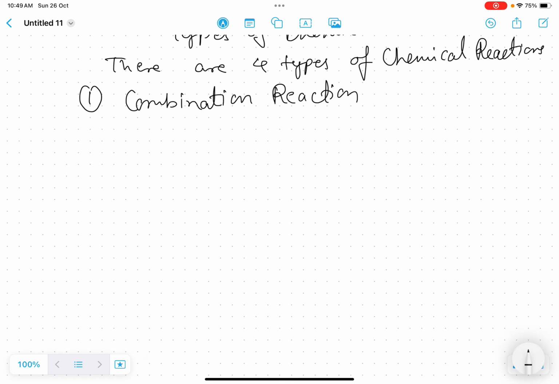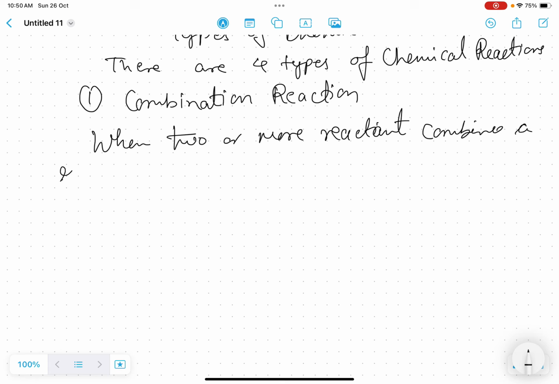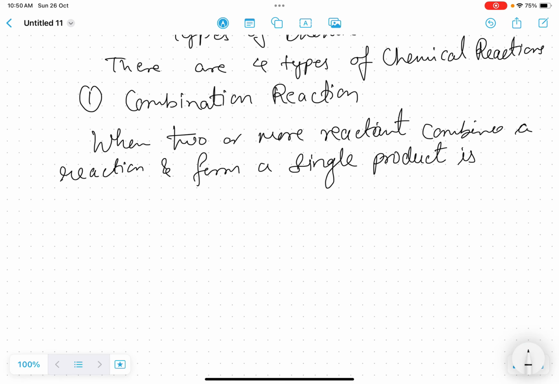Repeat it. When two or more reactants combine in a reaction and form a single product, it is called a combination reaction.